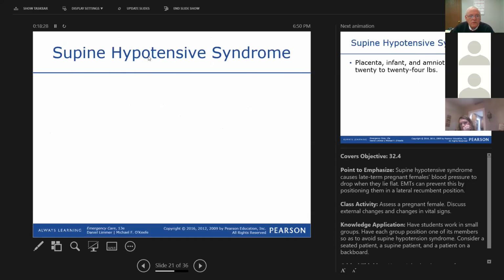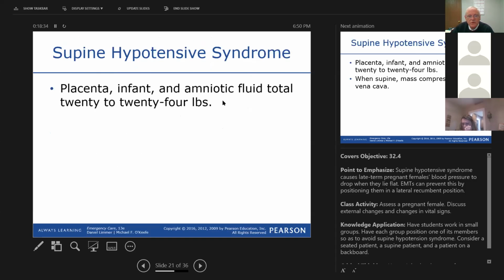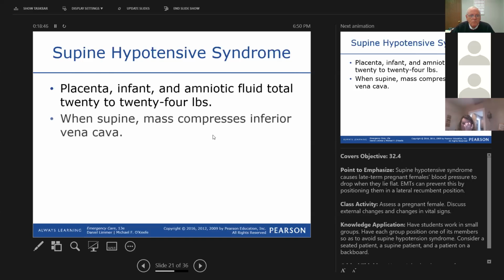All right, it's a complication not during delivery, but pre-delivery. And it's called supine hypotensive syndrome. Even though we use the word syndrome, we actually know what's causing it in this case. But with all that stuff going on in her belly, it's 20 to 24 pounds of extra weight. And when she's laying flat on her back, all of that stuff compresses the inferior vena cava.